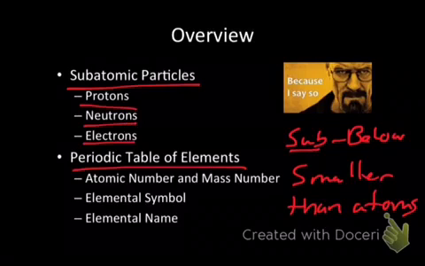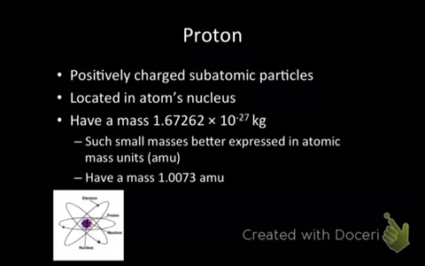So we've seen the periodic table of elements a number of times, and you've seen a bunch of different things on there, including the atomic number and mass number without really knowing it, including elemental symbol and elemental name. So now, for the first time, we're going to understand what some of those things mean.